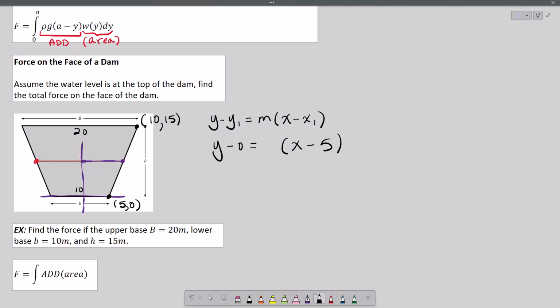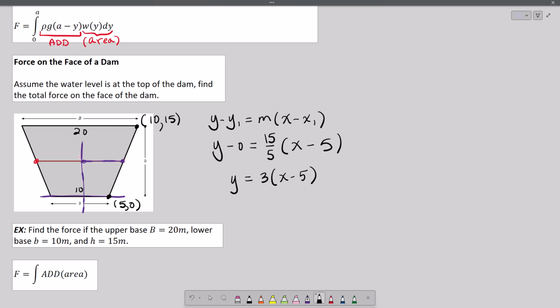The slope is the change in y over the change in x. So from this point, we're going up 15. And we're going over how far? Going over 5. So up 15 over 5. So that tells us that our equation is y equals 3 times x minus 5.